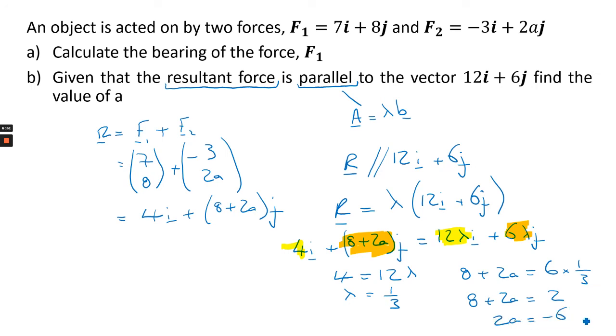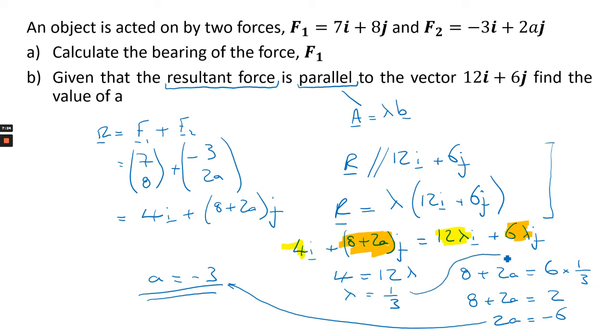2a is negative 6, and so I'm left with a is negative 3. This goes back to our vectors problem solving. So it's just using parallel lines to find it. On this point, we've got two simultaneous equations. These two need to be equal, and I've substituted this in for lambda.